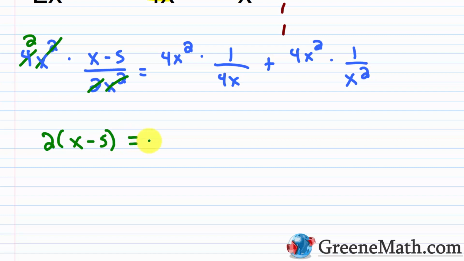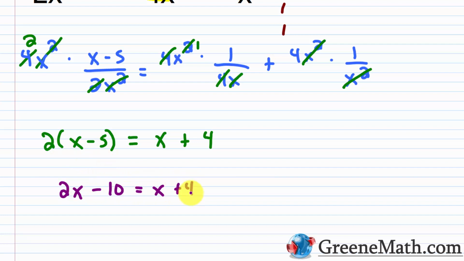Then this is equal to, this 4 would cancel with this 4 here, and then x squared over x, the x cancels, and I'll take one of these away. So I basically have x to the first power times 1, which is x. Then plus, I can cancel this x squared with this x squared. I basically have 4 times 1, or just 4. Very easy equation to solve now. 2 times x is 2x, then minus 2 times 5 is 10, and this equals x plus 4.